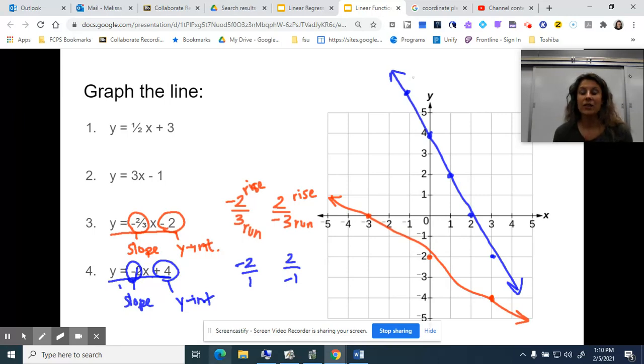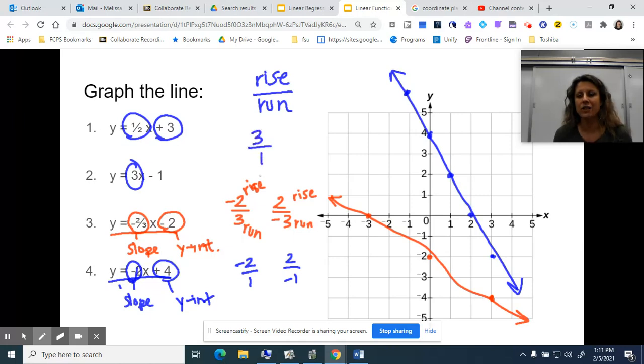Okay, so guys, to recap, when we're graphing lines, we always start at the y-intercept and then use the slope to get to the next point. And again, the easiest way to do that is the numerator represents the rise, the denominator represents the run. If it is a whole number, just stick it over 1, make it a fraction.